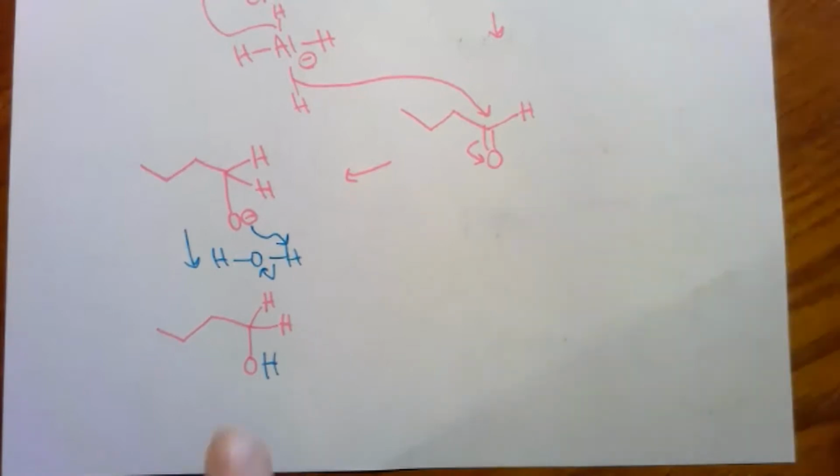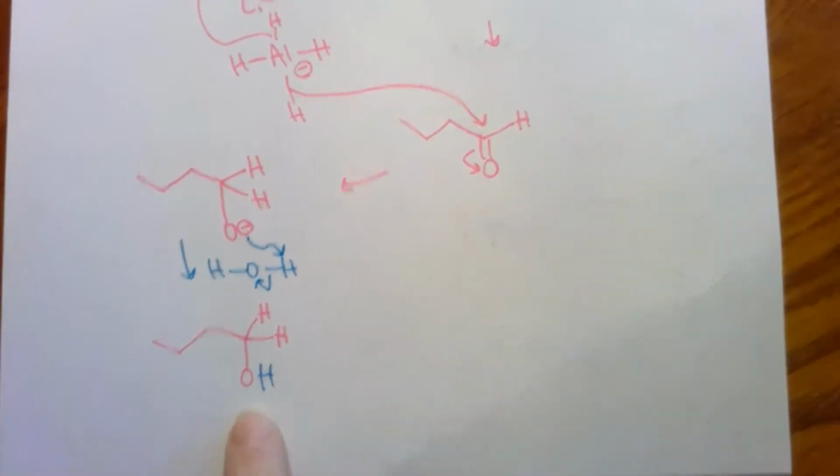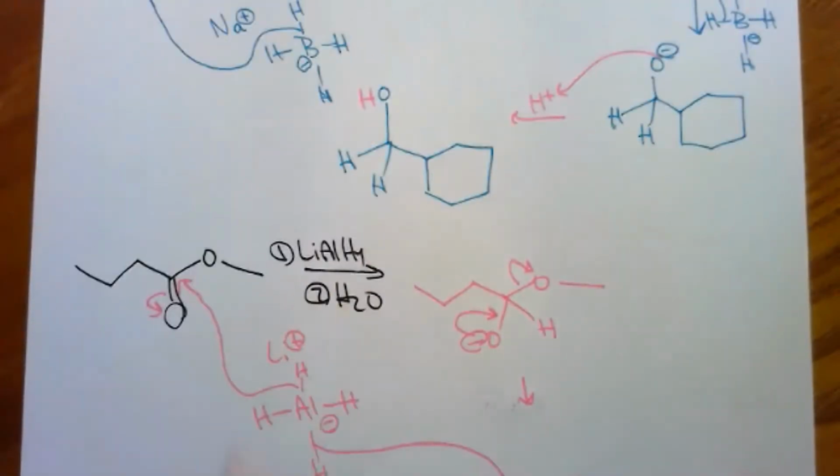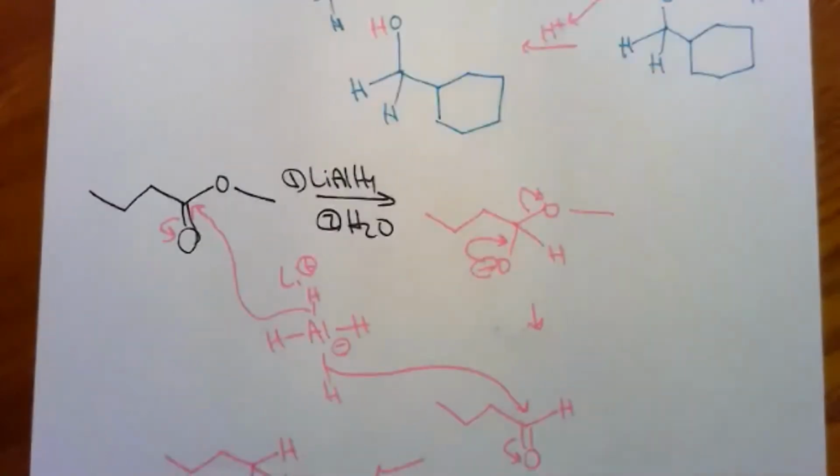Ta-da! I made an alcohol here. I made an alcohol up here. Both of them are primary alcohols because I had a leaving group. Attack once, fold down, kick out. Attack again, protonate. I made primary alcohols with these class 2 derivatives because they had a leaving group.